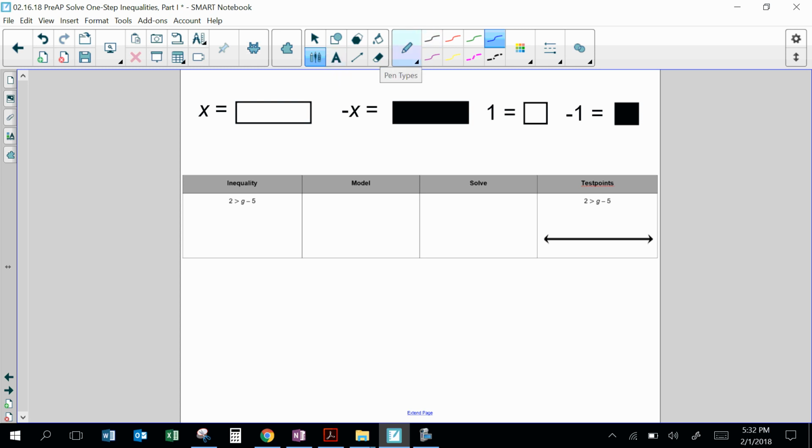So I'm going to use my algebra tiles. I'm going to model it. So I have 2 is greater than g minus 5. How can I isolate this variable? How can I get rid of these negative 5 units? I must draw positive 5 units. But like a balance scale, I better draw on the other side or it will disrupt the balance. These are zero pairs. So 7 is greater than g, which is a perfectly good answer.